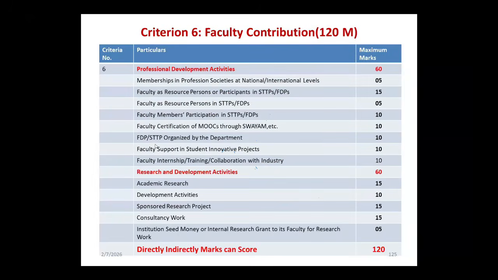Then criteria 5 doesn't have this information, as it is only faculty information, so the exact relation is not there. But under criteria 6, you can score 120 marks out of 120 by mapping the activities of the faculty chapter, and some of the activities of the student chapter also, because the faculty member will act as a mentor as well as facilitator. So the chapter activities and student chapter activities are also mapped with this. So 120 out of 120 you can score.